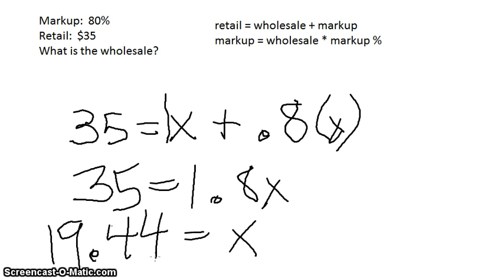Okay? So that's kind of how I could work backwards. First I started off with a wholesale and had to find retail. Now I started with retail and had to find wholesale. It's also possible to find the percentage, and that would be, instead of this being X, this would become your X, and you would solve just like that.